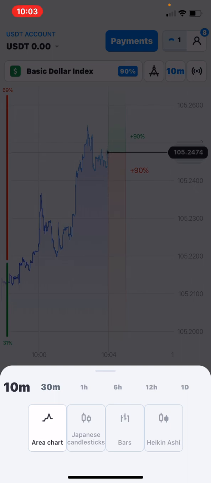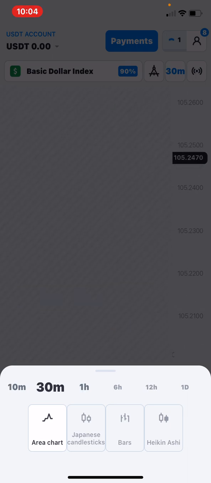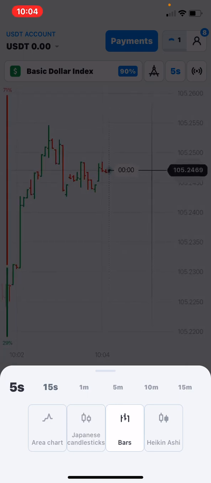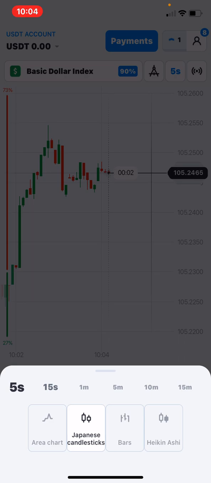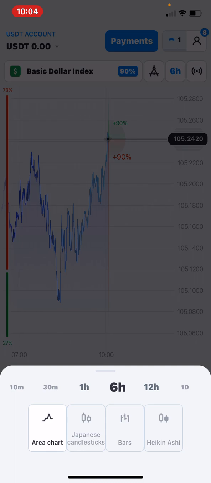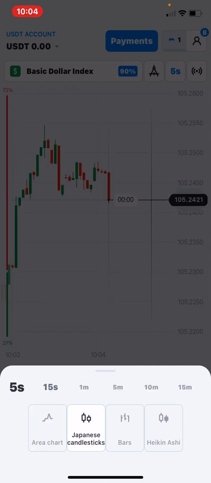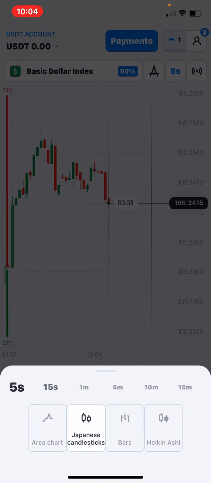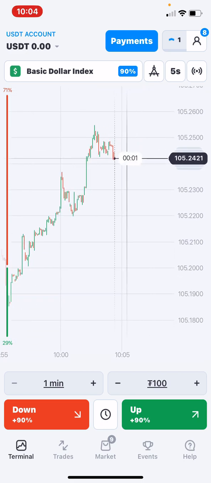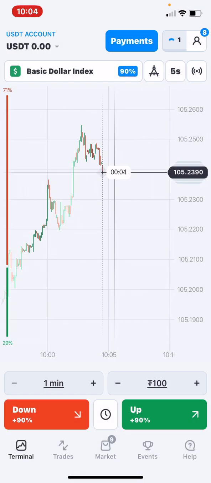Okay, you have the area chart, you have the Japanese candlestick, you have the bar, you have the Heikin Ashi, anyhow, you have any of them. So you can pick any one that you like, so you can see properly. All of them are likely the same thing, but this area chart is more different. Japanese candlestick is more like the bar. Yes, it's more like the bar. So I will not be explaining much about the candlestick, but it's a very broad stuff. So that's all about the stuff.